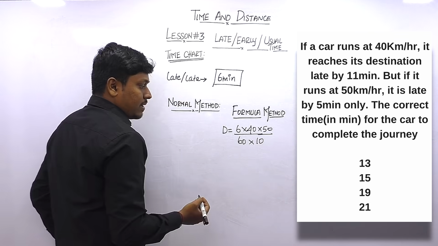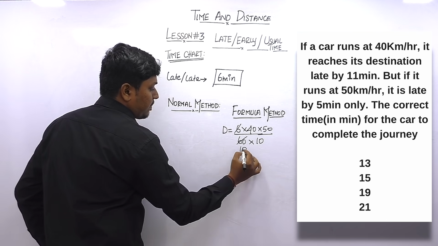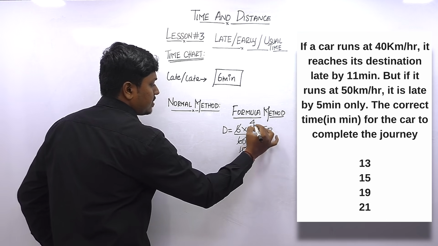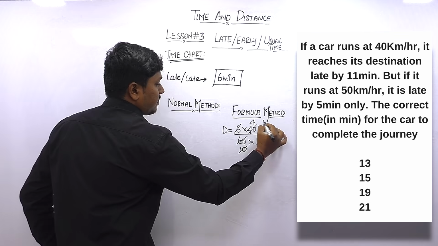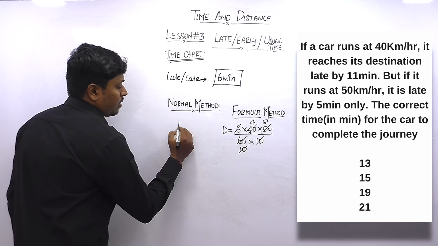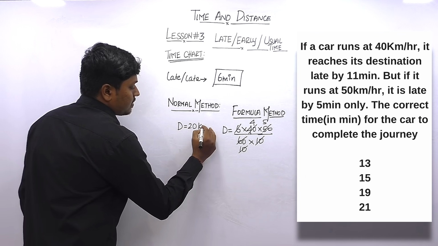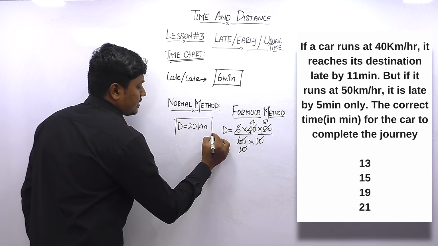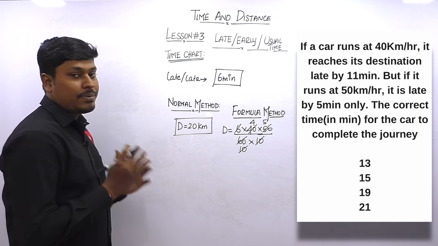So 40 into 50, and the speed difference is 10. So now you can cancel this 10 times here. 1 tens are 10, 10 fours are 40. So we can cancel this 5 times. So 5 into 4 will be 20 kilometer. So friends, we have found the distance from the starting point to the end is 20 kilometer.